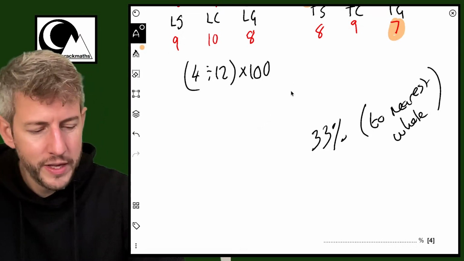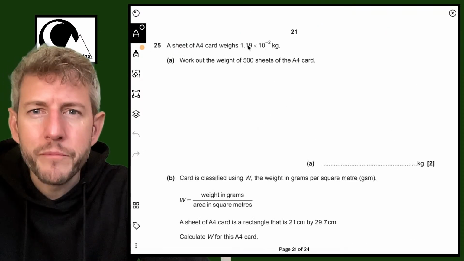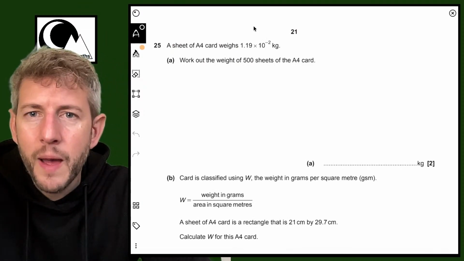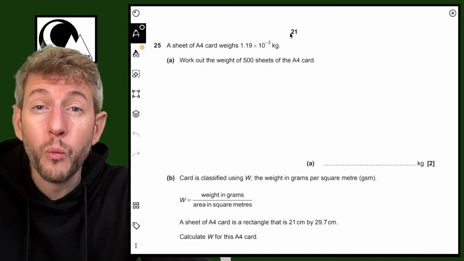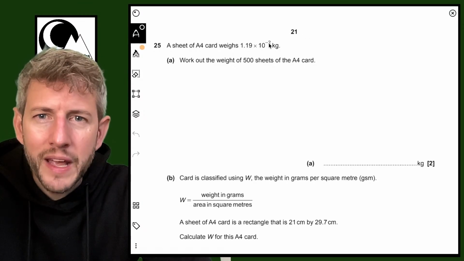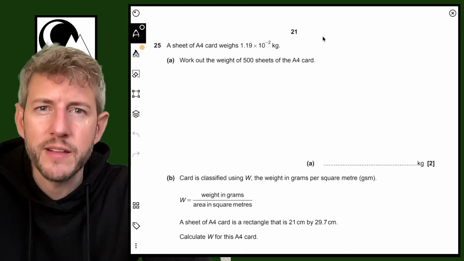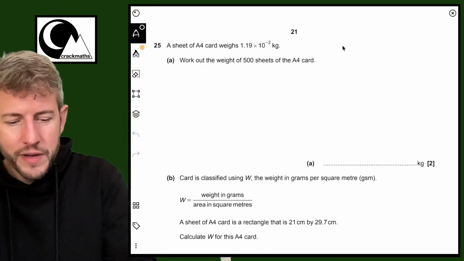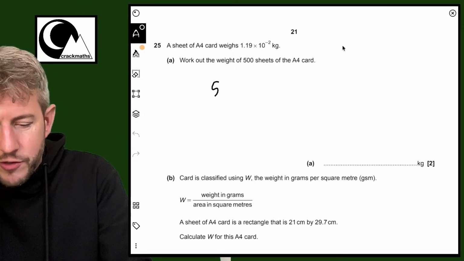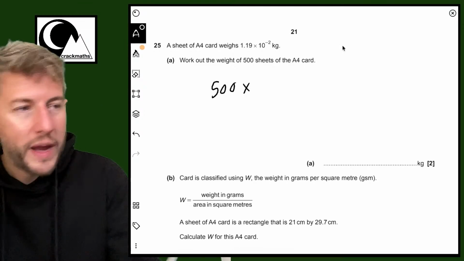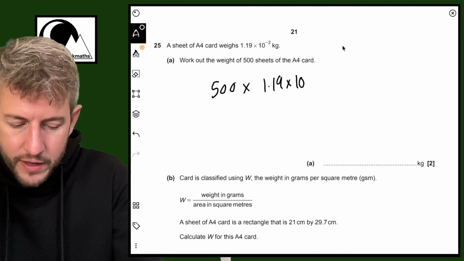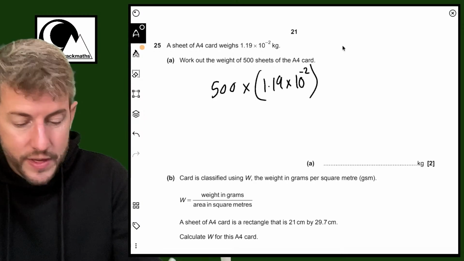So the next thing we've got here is question 25, and it tells us the weight of a sheet of A4 card weighs 1.19 times 10 to the negative 2. Work out the weight of 500 sheets of A4 card. Okie dokie, right, well, we're just going to do 500 multiplied by the weight of the sheet of card. So 500 multiplied by 1.19 times 10 to the negative 2.